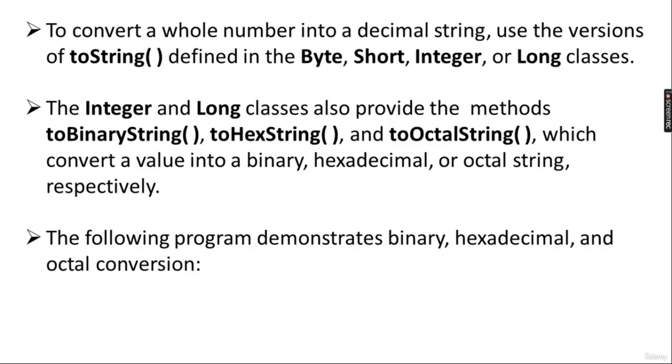Now, to convert a whole number into a decimal string, use the versions of toString defined by the Byte, Short, Integer, or Long classes. The Integer and Long classes also provide the methods toBinaryString, toHexString, and toOctalString, which convert a value into binary, hexadecimal, and octal respectively. The following program demonstrates binary, hexadecimal, and octal conversion.